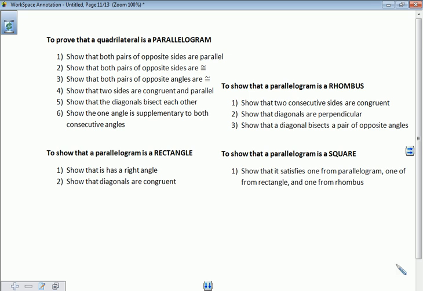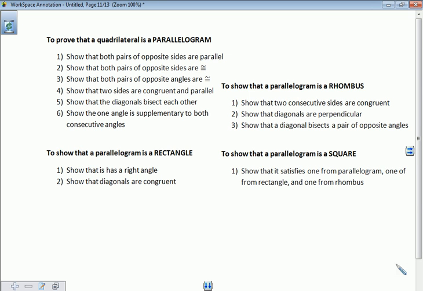Proving quadrilaterals. Okay? So for our quadrilaterals, we had the parallelogram family. In the parallelogram family, it started off with parallelogram. By definition, a parallelogram is a quadrilateral with 2 pairs of parallel sides. Okay, that's the definition, so we can use that to prove.